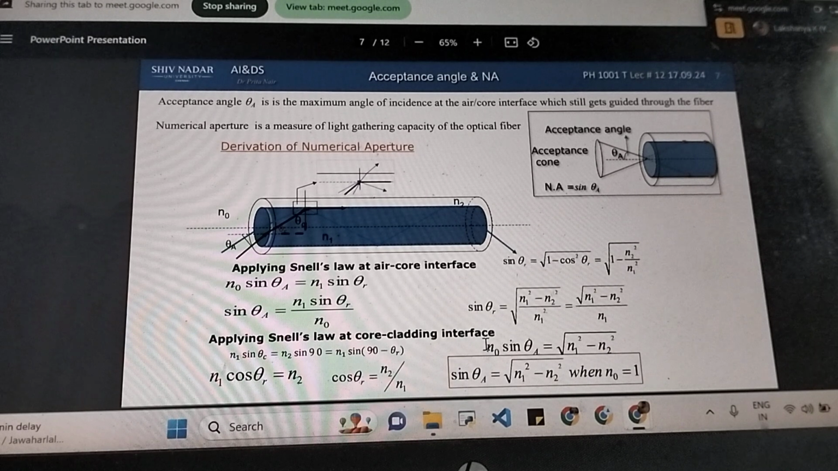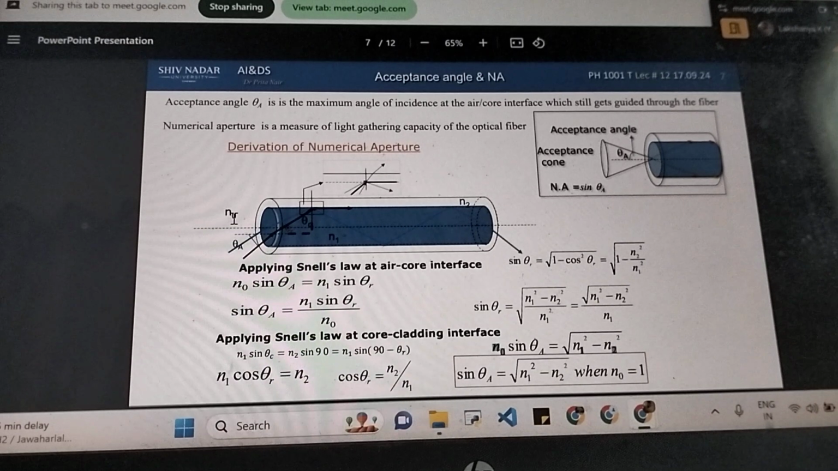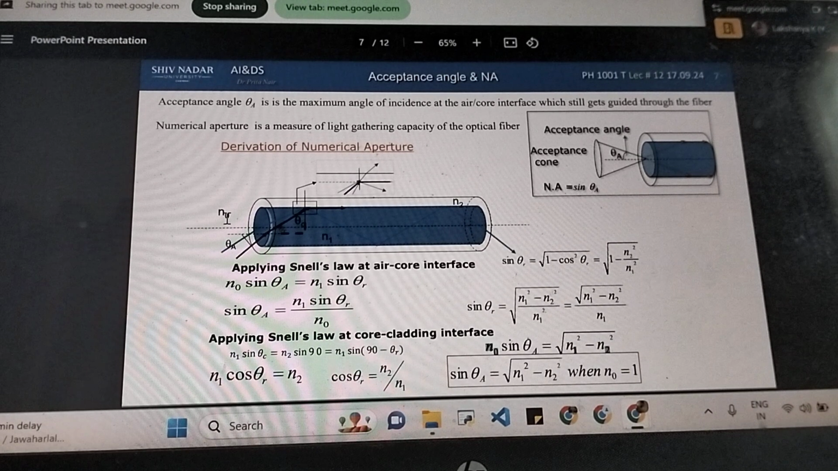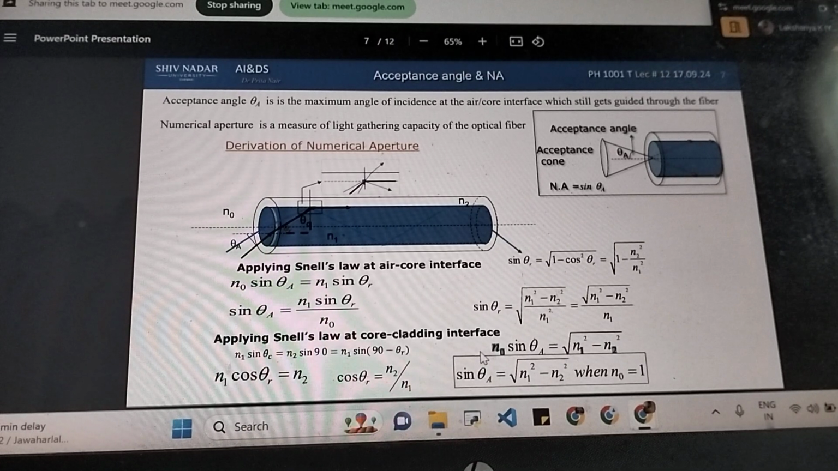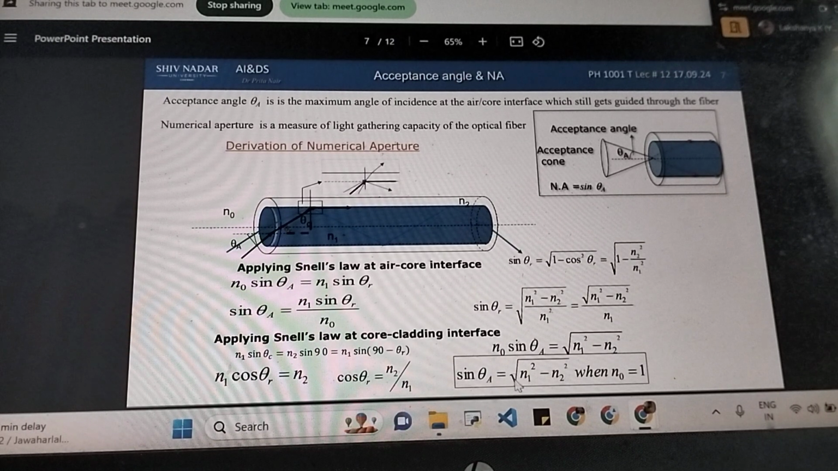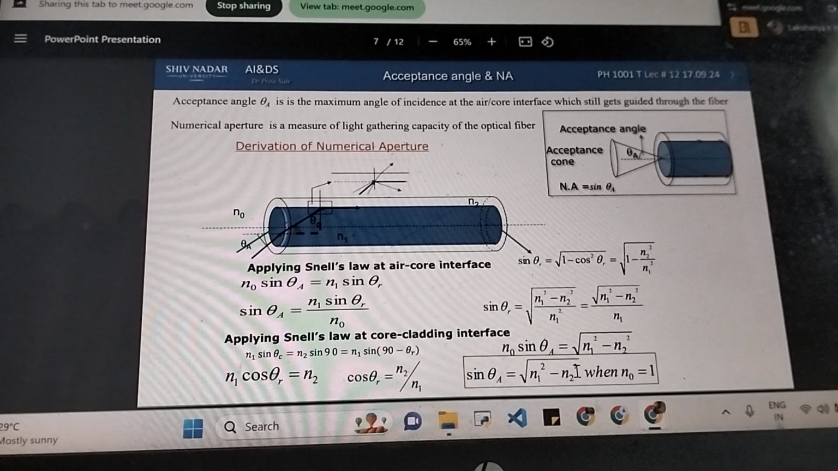And generally n0 is the refractive index of the external medium, and unless the question explicitly states something, we assume that the external medium is always air. So we take n0 equals 1. So sin theta a equals root of n1 squared minus n2 squared.